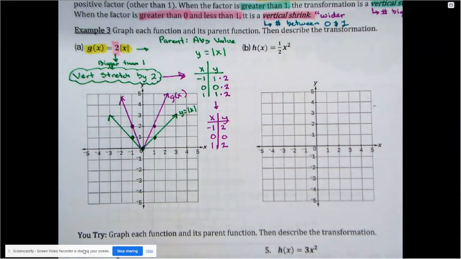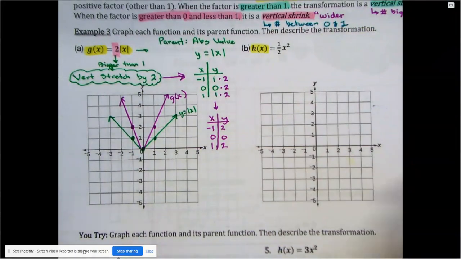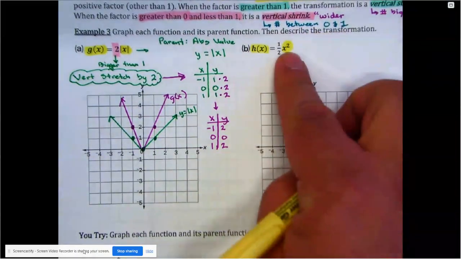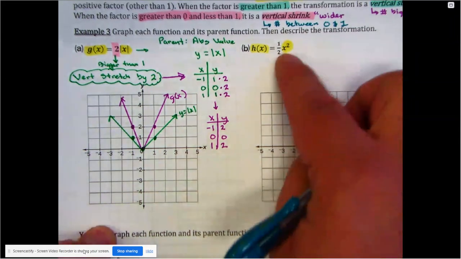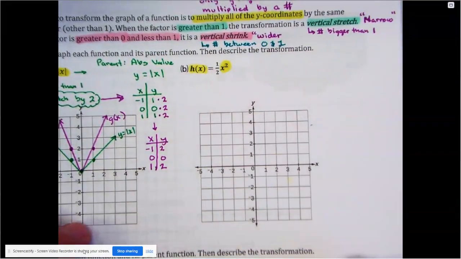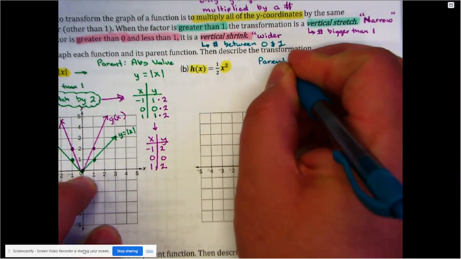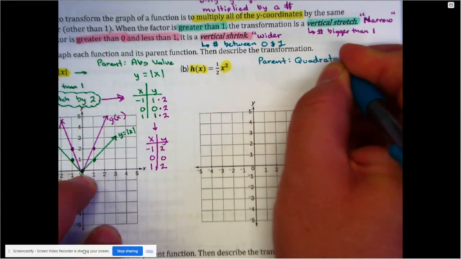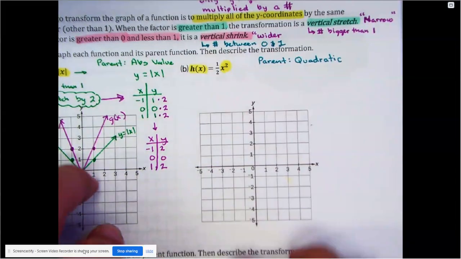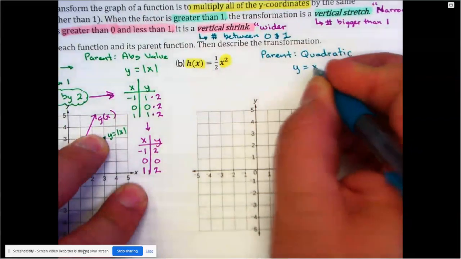So for problem B, here is my function called h of x. Remember, that's just a name. We have an x squared. But remember, for a parent function, we're not supposed to have any coefficients, any numbers. We don't deal with negatives. That's why for this problem, our parent function, we can say, is a quadratic. The reason it's a quadratic is we see that power of 2, of course. And because it's a quadratic, our parent function is y is equal to x squared.